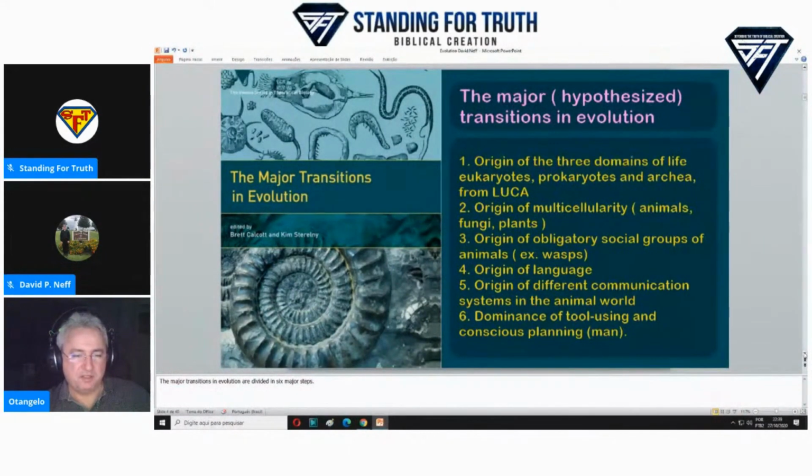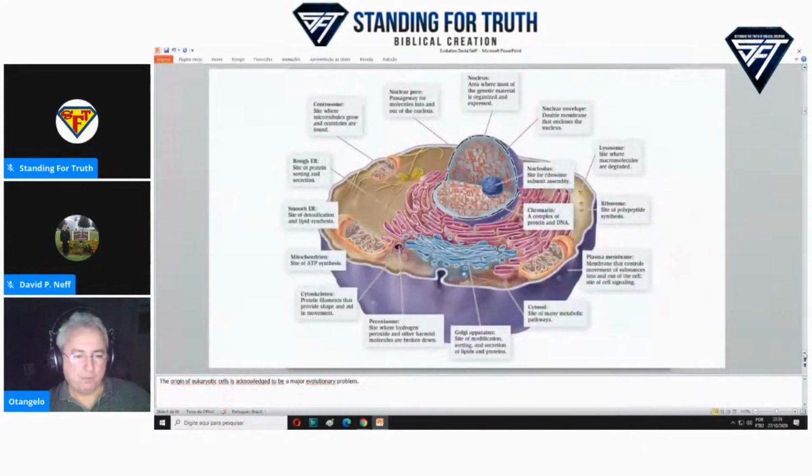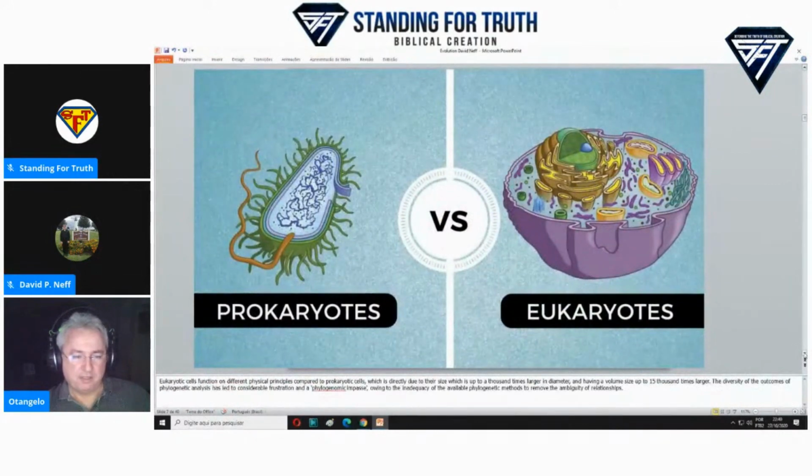The major transitions in evolution are divided in 6 major steps. In the evolutionary narrative, at the root of the evolutionary tree, there is the split of the 3 domains of life. The origin of eukaryotic cells is acknowledged to be a major evolutionary problem. Eukaryotic cells function on different physical principles compared to prokaryotic cells, which is directly due to their size, which is up to 1,000 times larger in diameter and having a volume size up to 15,000 times larger.